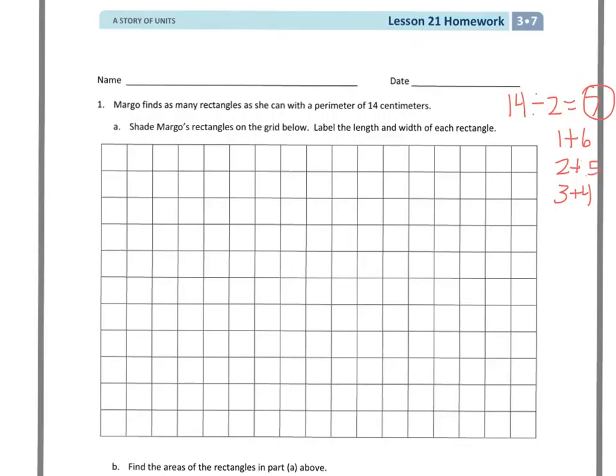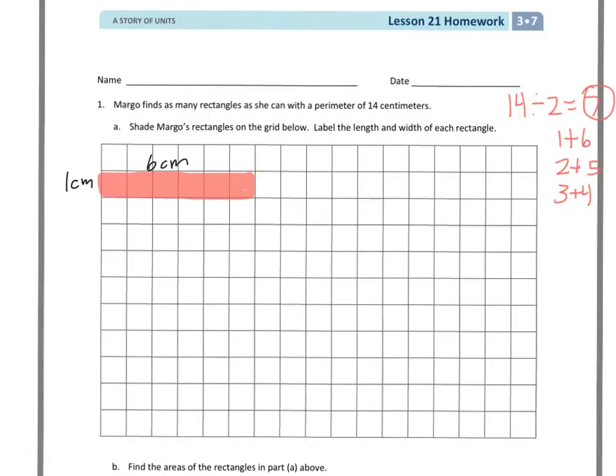So those are going to be my length and width for my rectangles. So my first one is a 1 by 6. So I'm going to go out to 6 here. And there's my shading, and I'll label it with 1 and 6.